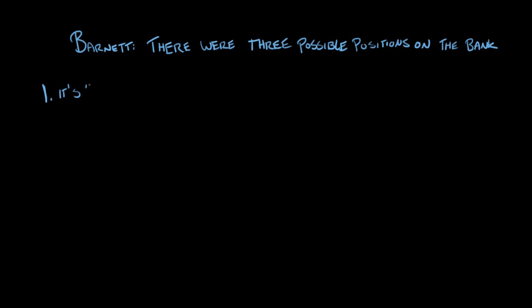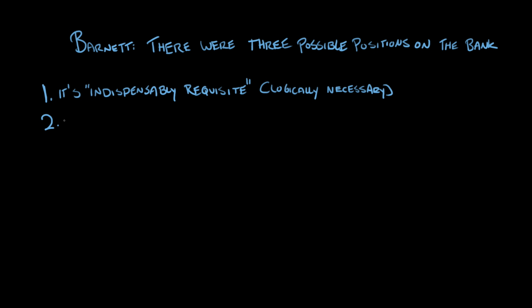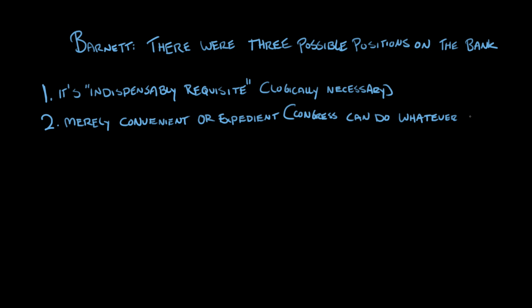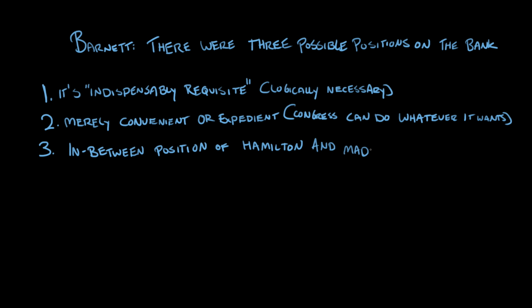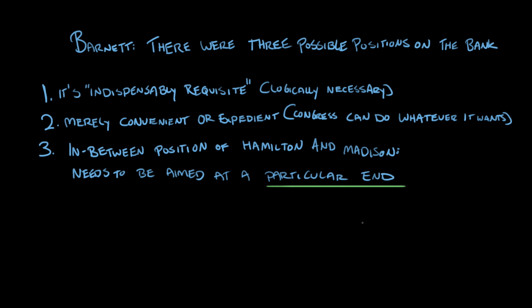It has to be indispensably requisite or logically necessary. That's the Jefferson and Maryland view. It could be merely a matter of convenience or expediency, meaning basically Congress can do whatever it wants. That's the liberal view that's sometimes attributed to John Marshall in McCulloch versus Maryland, but he denied it. And there's the in-between position that I think both Madison and Hamilton were favoring, and that is the requirement of some degree of means-ends fit, so that a measure really is aimed at a particular end, and it's not really trying to accomplish something that Congress isn't given the power over.